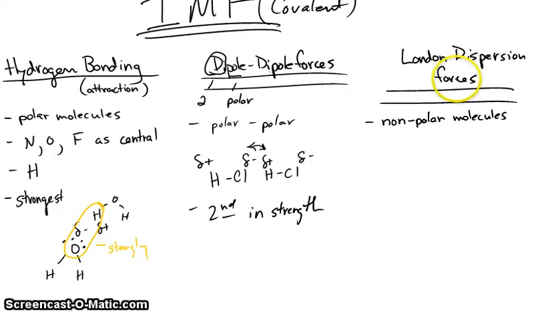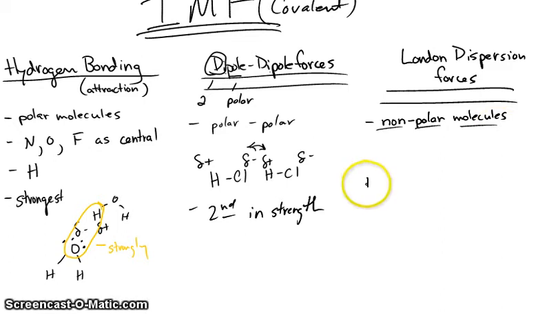Now, London dispersion forces happen in all molecules, but normally are not significant players in polar molecules, where the dipole and the hydrogen bonding are. The London dispersion forces are not big important players in the polar molecules. It's when the molecule is nonpolar that they really matter a lot.